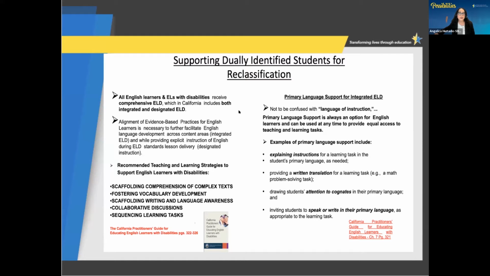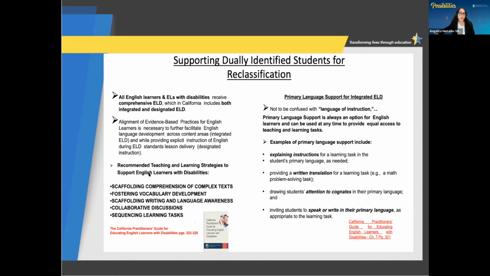So we need to make sure that when we do come to that decision of reclassifying our ELs with disabilities, that they are receiving the comprehensive ELD, which means that they are receiving integrated and designated ELD. And then also, looking at the alignment of the evidence best practices, the strategies that are being used, and then across the content areas, providing explicit instruction during the ELD standards delivery, during the designated instruction.